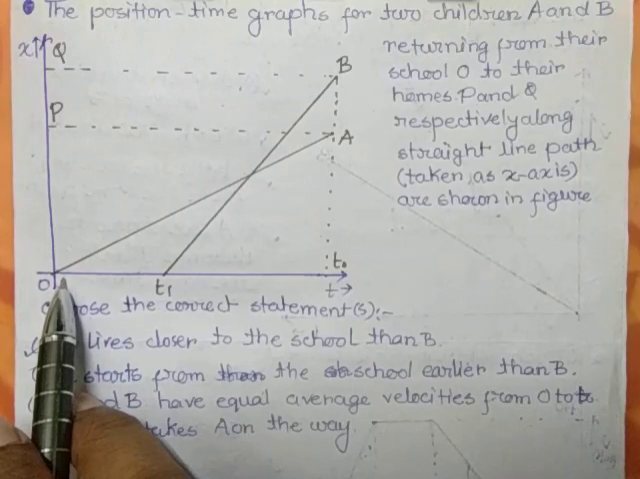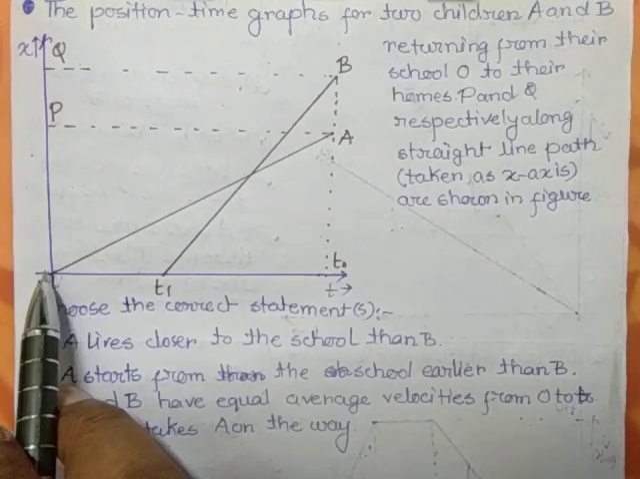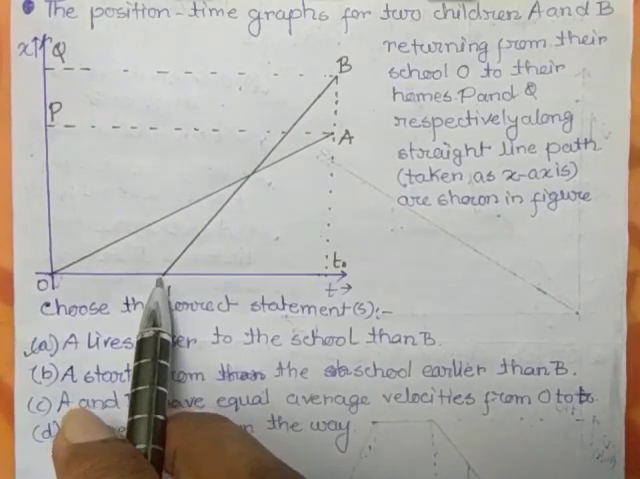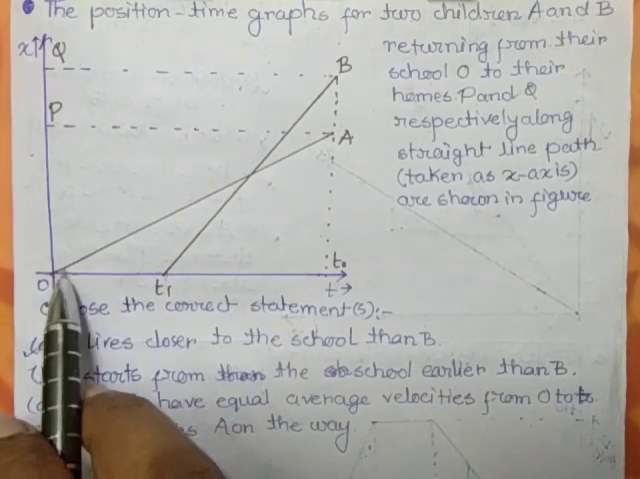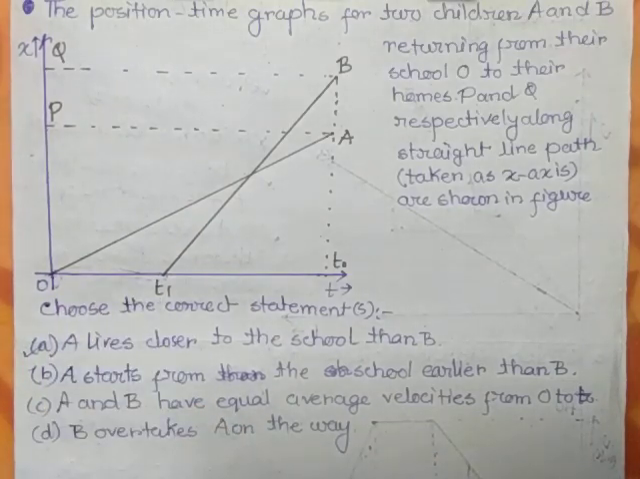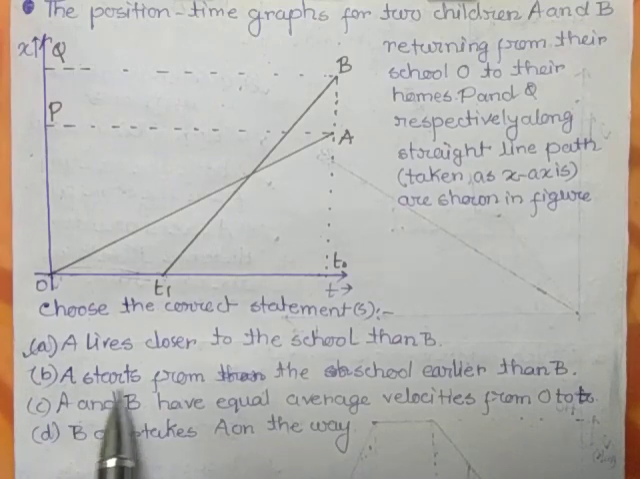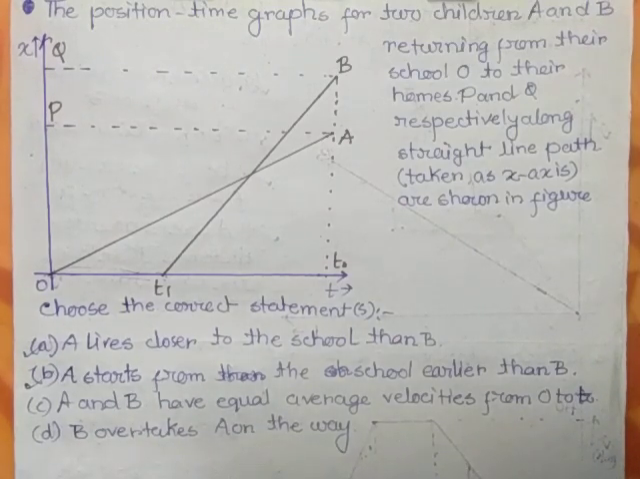A starts from the school earlier than B. Obviously, A starts at t equal to 0, but B starts at t equal to t1, after spending some time in the school with whatever activities. B starts from the school at t equal to t1. Obviously, A starts from the school earlier than B. Correct.